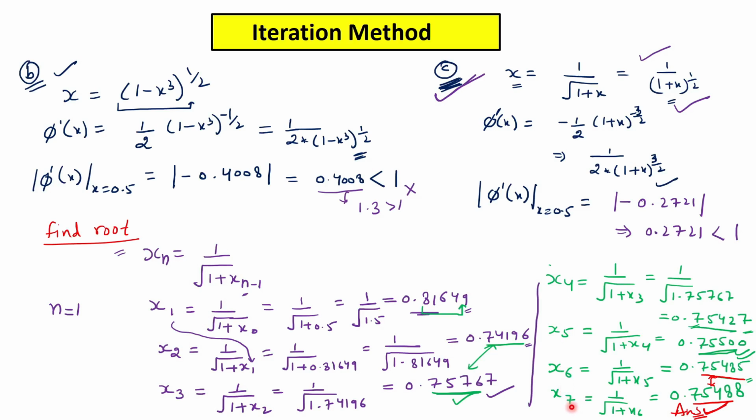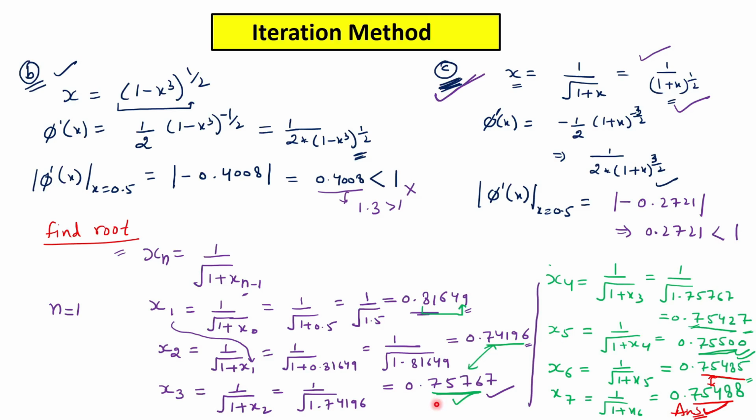And here we stop at the 7th iteration because our criteria of matching the 4 digits after decimal places was over. And if in the question it is given that after 3 iterations you have to stop, then after x3 you can stop, and you can say this x3 value is your final root. So I hope you have understood this method.